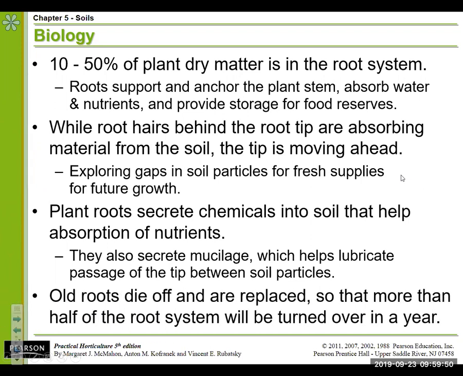And just through a regular growing season, old roots are going to die off and are going to be replaced. More than half of that root system will actually be turned over in just 1 year if we're looking at an annual or a perennial. Roots die, become part of that organic portion of the soil.